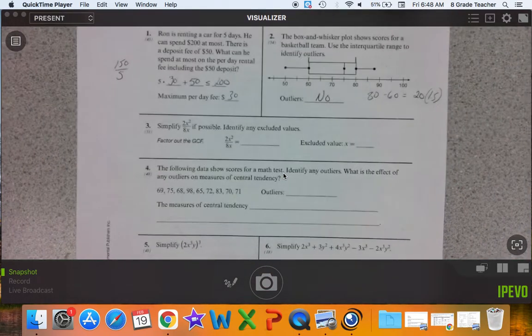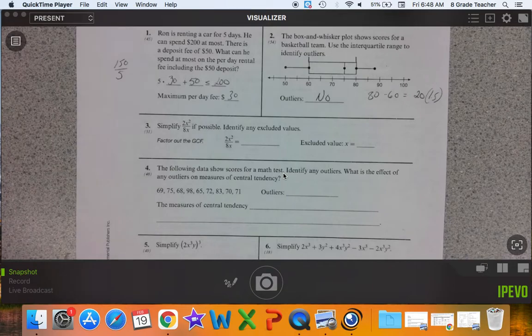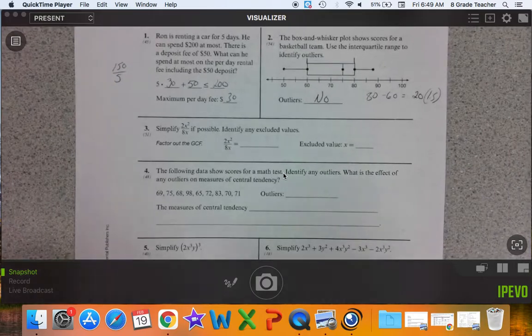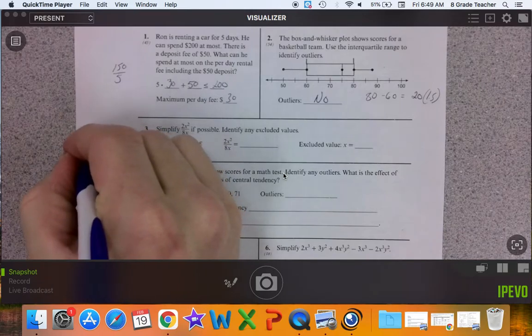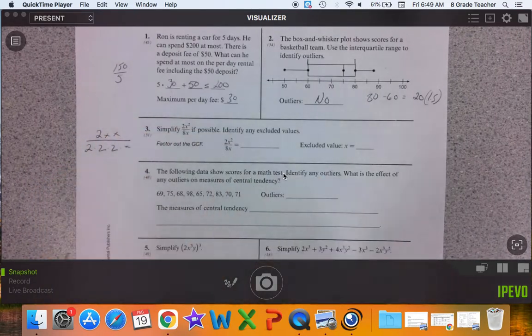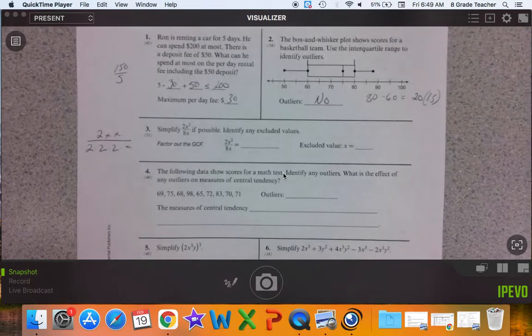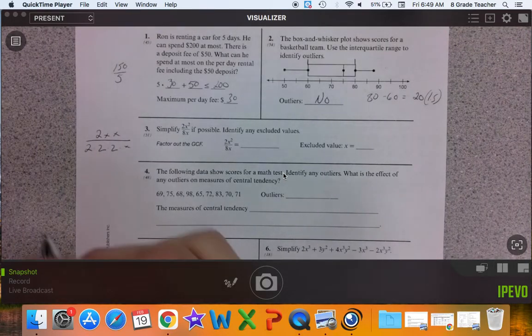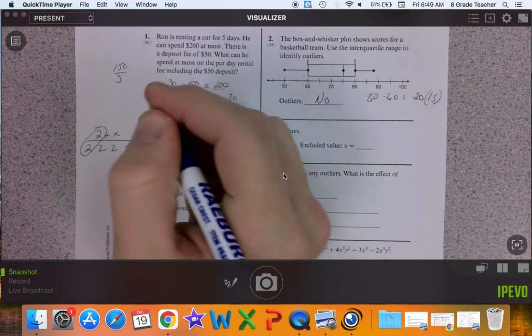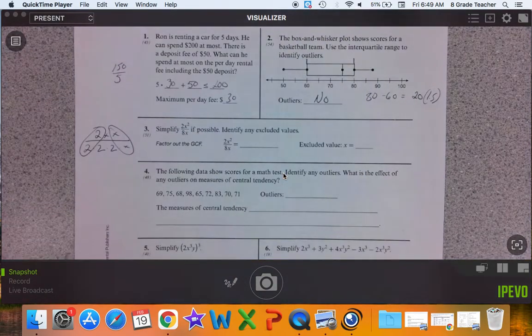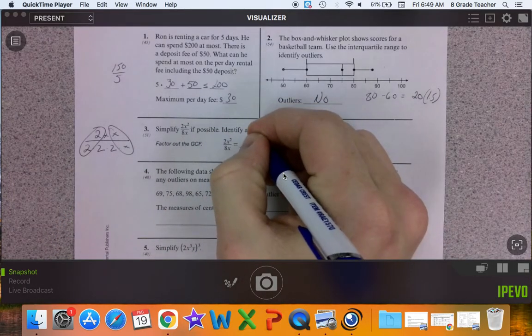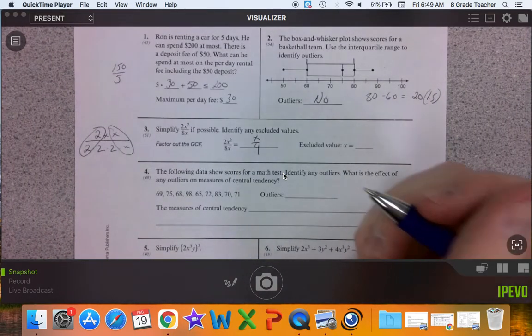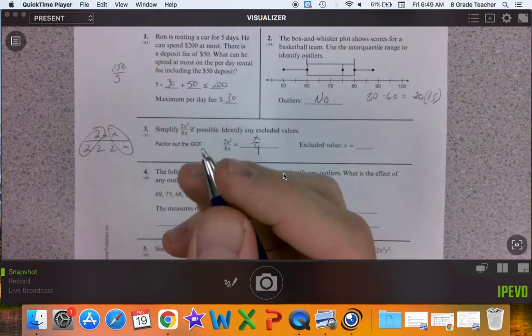Number three, simplify 2x squared divided by 8x if possible, identify and exclude values. First thing we're going to do is factor out the greatest common factor, so we're going to take the numerator and write it out in prime factorization, and the denominator and write that out in prime factorization. And then we're going to factor out what is common in each portion. So I've got a 2 and a 2 that's common in each portion. I've got an x and an x that's common in each portion. And if I pull that out, what's left would be x over 2 times 2, which would be x over 4. The common factor that's coming out is a 2x on the top and a 2x on the bottom.